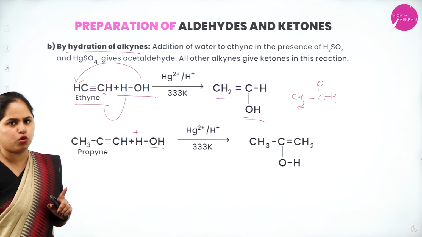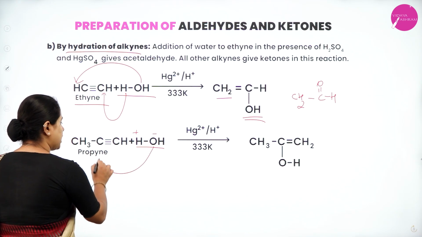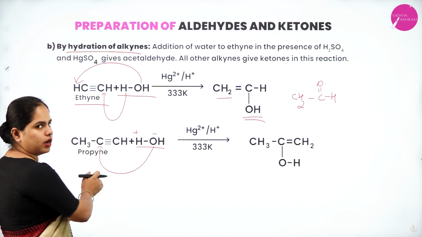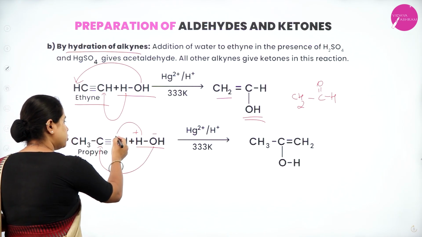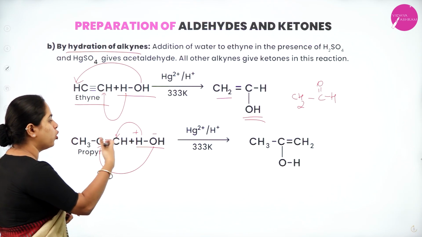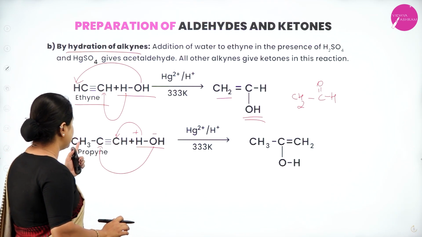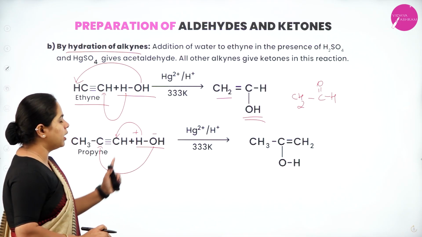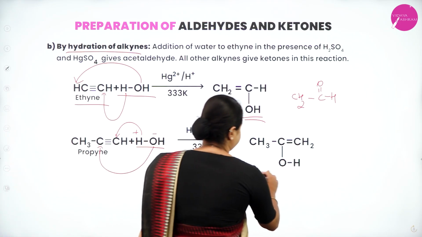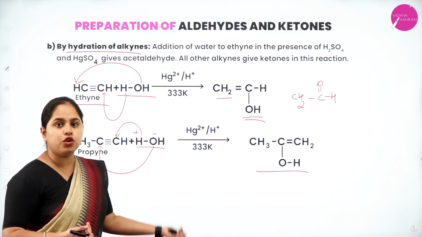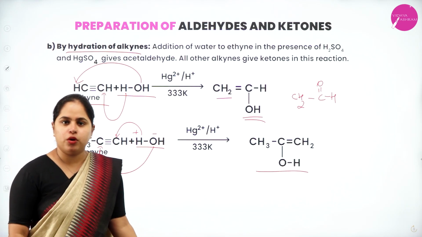We have already studied Markovnikov rule. So, OH will be attached to this carbon atom because it is having a lesser number of hydrogens. Hydrogen will be attached to this carbon atom as it is having more hydrogen atoms. So, you are going to get CH3, C(OH)=CH2. So that is the ketone which is going to be formed. Clear? So I hope that is clear.